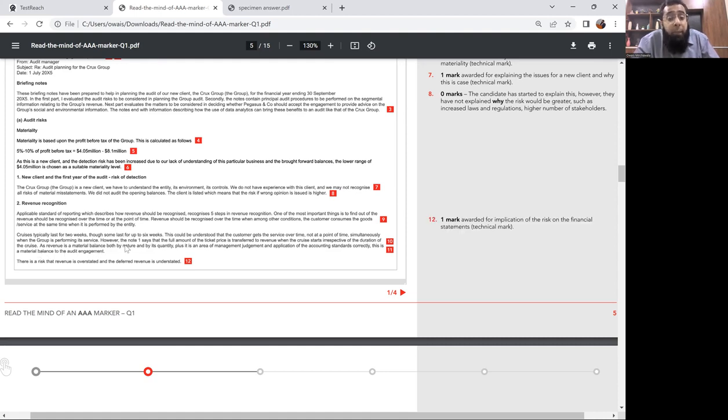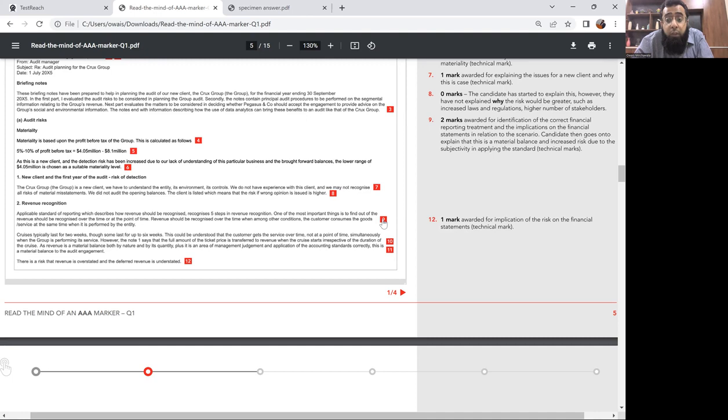As revenue is a material balance both by nature and by quantity, plus it is an area of management judgment and application of accounting standard correctly, this is a material balance to auditor judgment. There is a risk that revenue is overstated and deferred revenue is understated. So he explained the relevant standard. He applied it to the scenario, showing how they should spread the revenue. And then he commented on the heads affected.